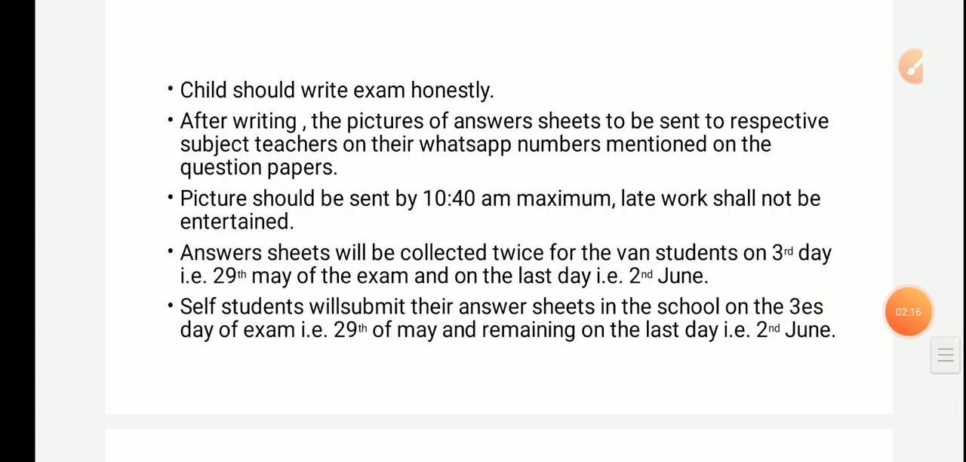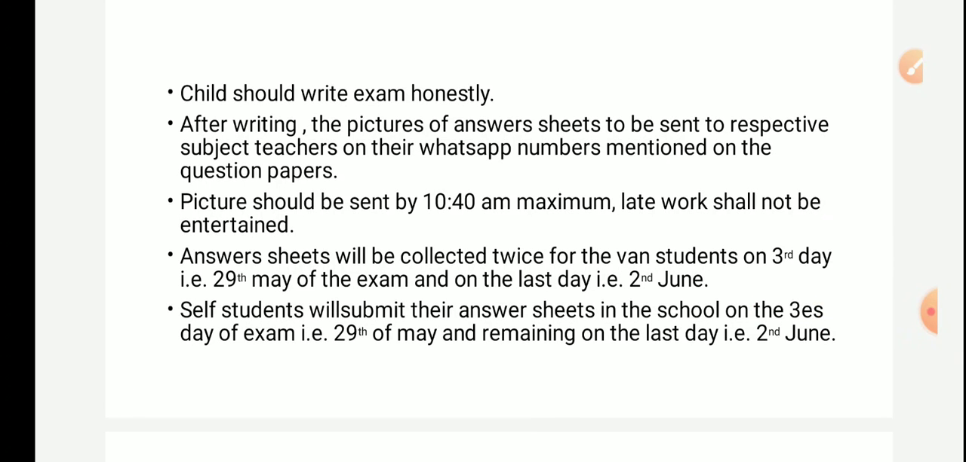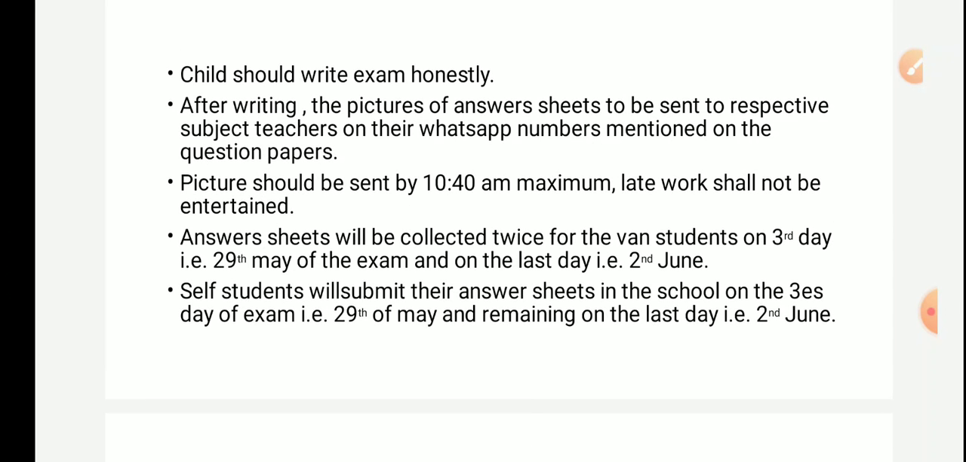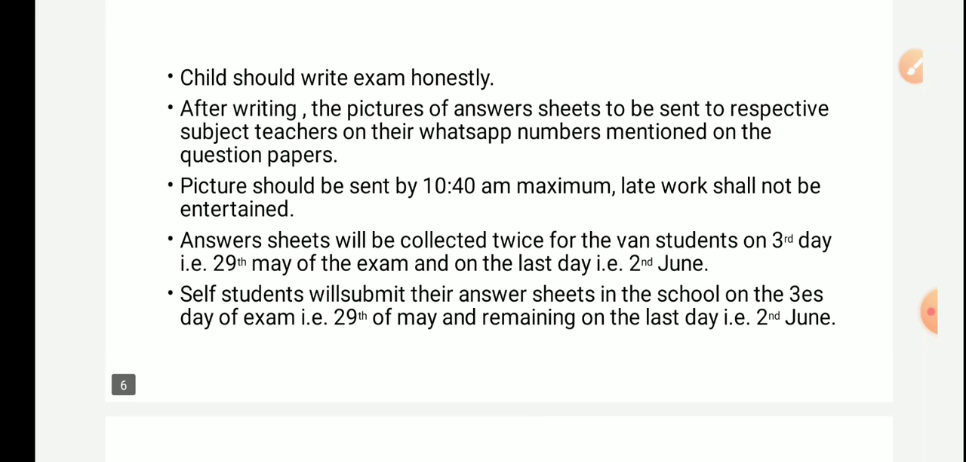Fine. Here are few more instructions that you have to write exam honestly without any cheating. Okay, and after writing, pictures of answer sheets to be sent to respective subject teachers on their WhatsApp number that is being mentioned on the question paper itself. Suppose tomorrow you are having your science paper, so you have to send the pictures of answer sheets to your science teacher on his or her WhatsApp number, and it should be sent by 10:40 am maximum. No late work will be entertained.